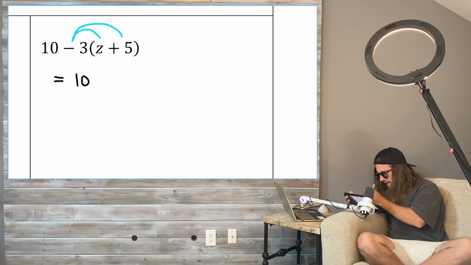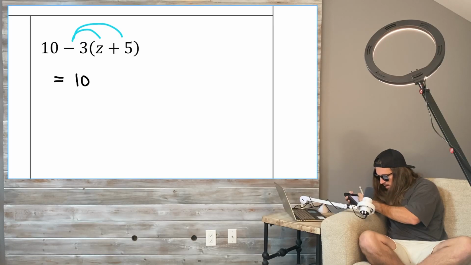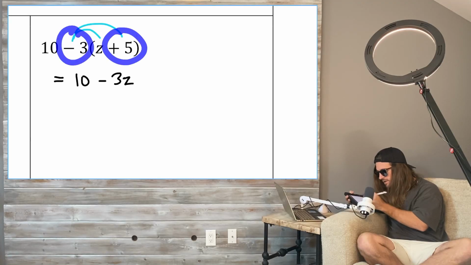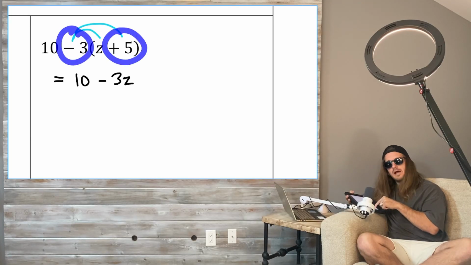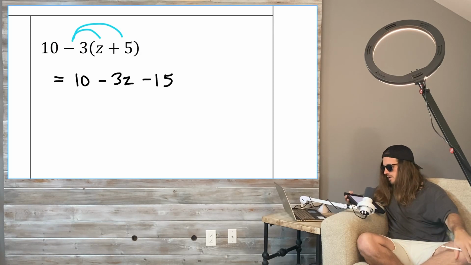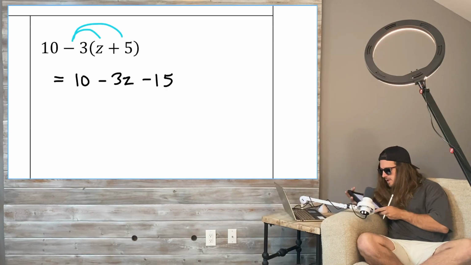So this is going to be 10 minus 3z. And then careful here, technically this is -3 times +5. And -3 times +5 is -15. So we put -15, right? Good. Now we combine like terms.